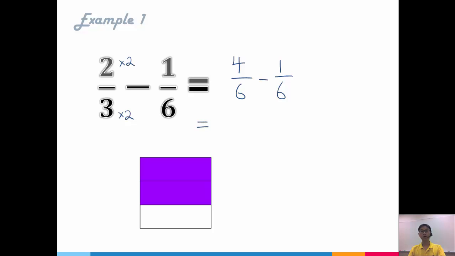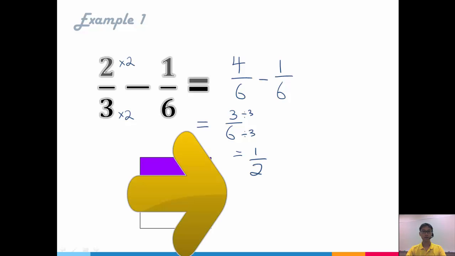And I can now subtract. So 4 minus 1 gives me 3. So this is 3 over 6. And if I simplify this, divide by 3, divide by 3, 3 divided by 3 is 1, 6 divided by 3 is 2, so my final answer is half.